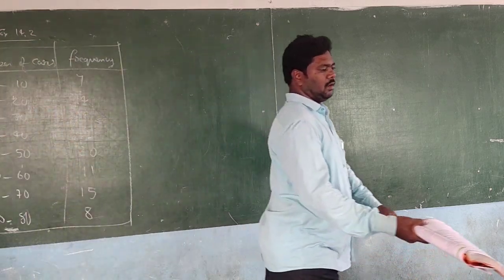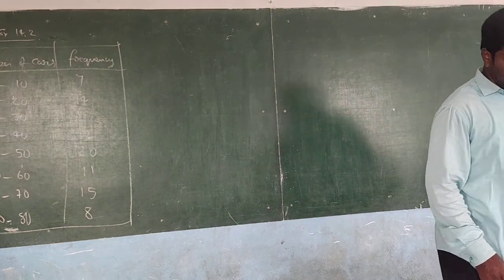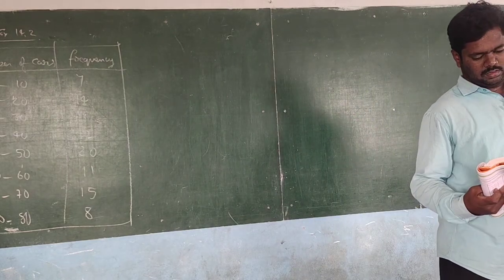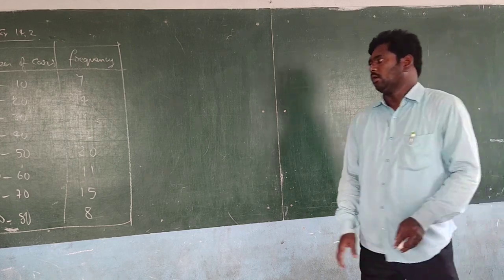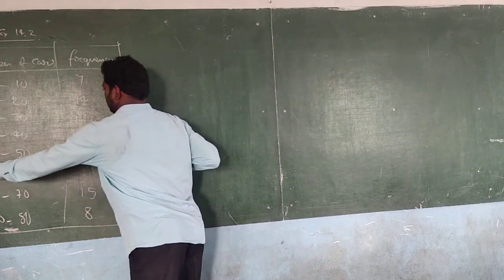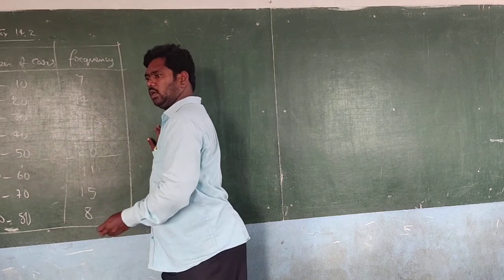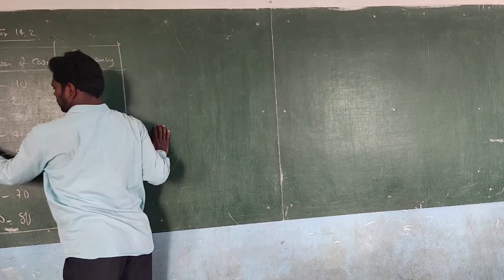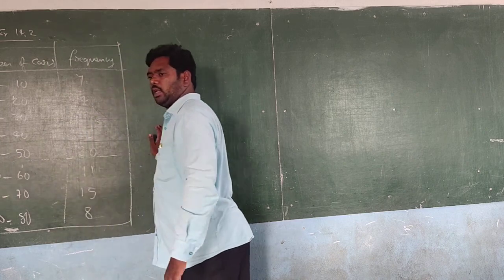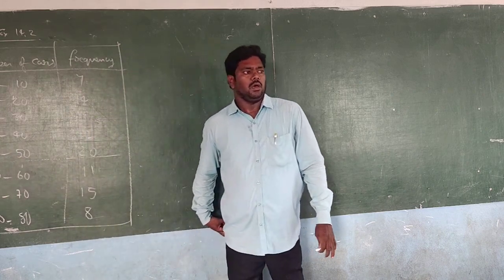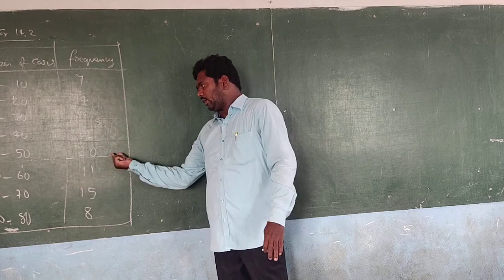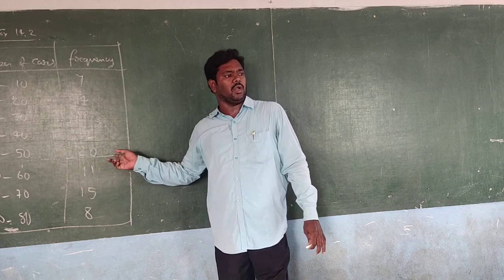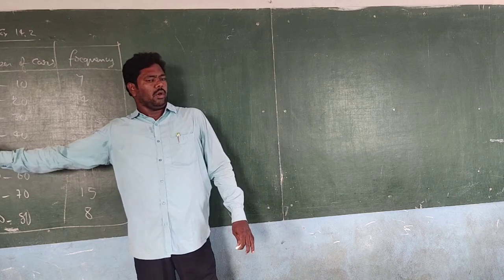Okay, this is the class interval and the frequency is given. Find the mode of the data, only the mode. That means you should take the highest frequency class, 20. This is the modal class, and you should take its lower boundary as L. What is L? It is the lower boundary of the modal class. We select one class as the modal class, and in that class, L is the lower boundary.